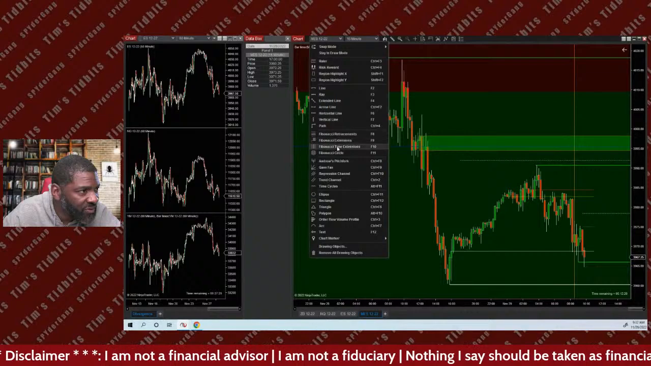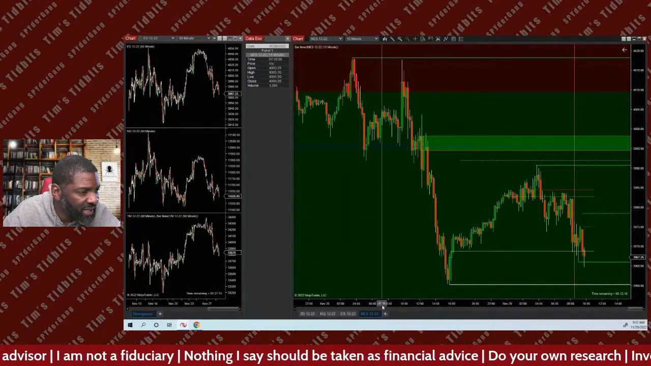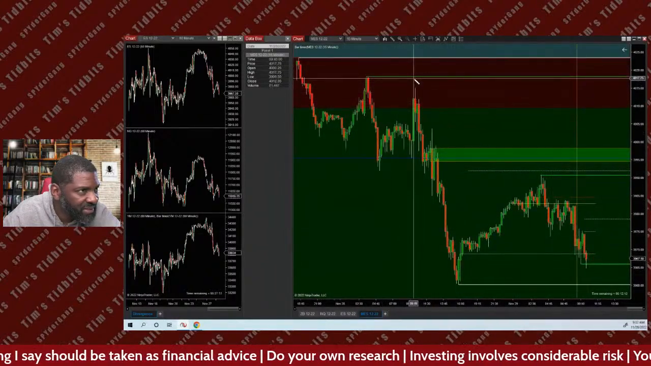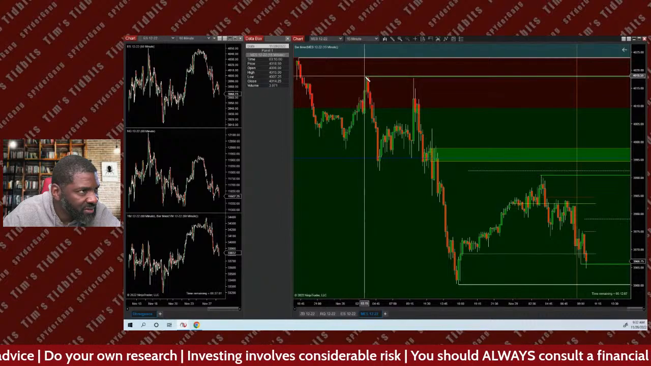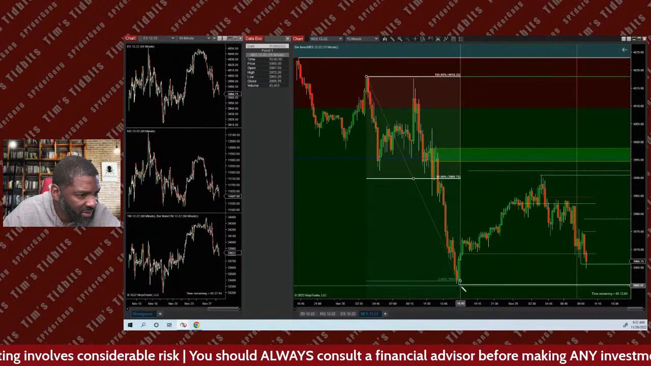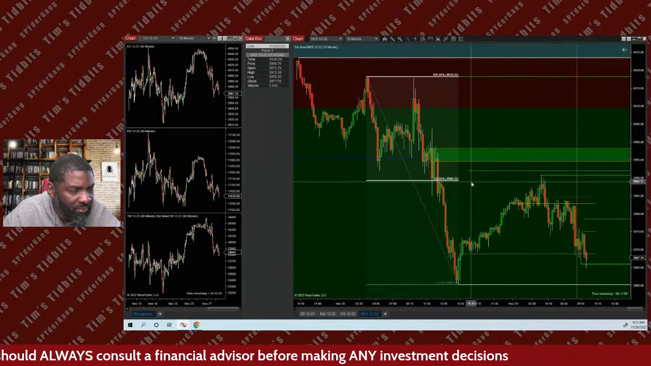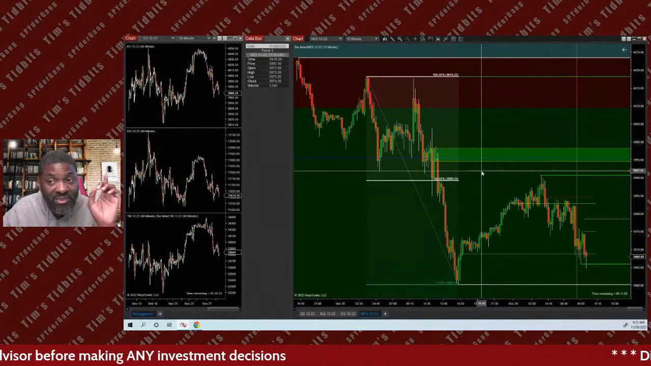Now, let's run the fibs from yesterday's high. Where is it? There it is right there. That's yesterday. That's Sunday. No, that's yesterday. Okay, that's yesterday. Boom. From yesterday to there, to the low. Boom. Now you see that we came up to equilibrium for yesterday. See, this is equilibrium including Sunday's data.